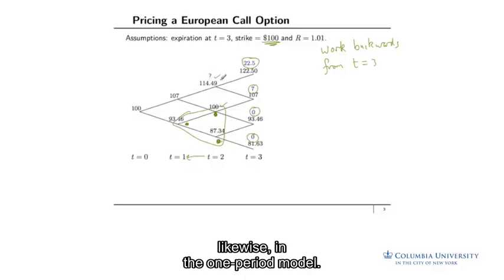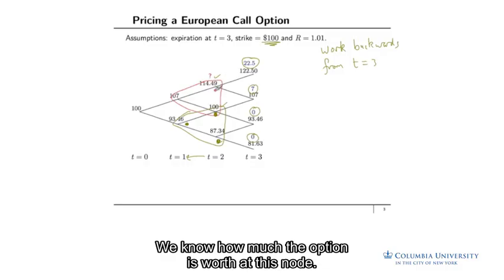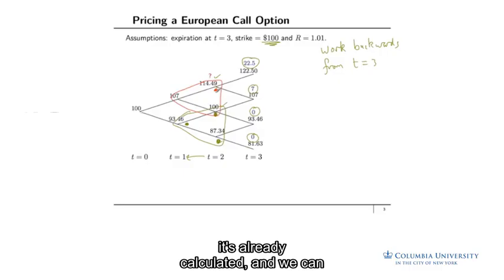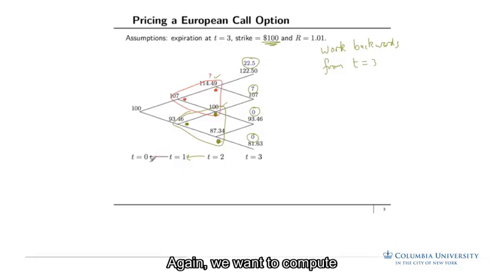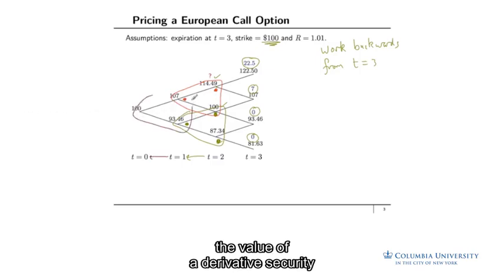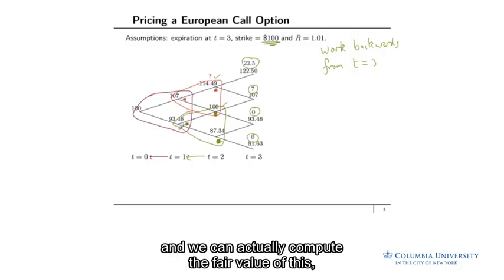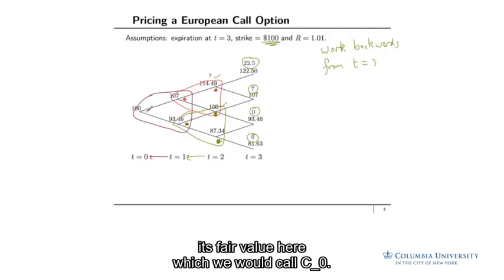Likewise, in the one-period model here, we can do the same thing. We know how much the option is worth at this node. We know how much it's worth at this node. It's already calculated. And we can use our one-period knowledge to figure out its value at this node. Finally, we can go from t equals 1 to t equals 0. And again, we want to compute the value of a derivative security with a payoff of this quantity at this node and this quantity at this node. And we can actually compute the fair value of this, again using the risk-neutral probabilities, to compute its fair value here, which we would call C0.